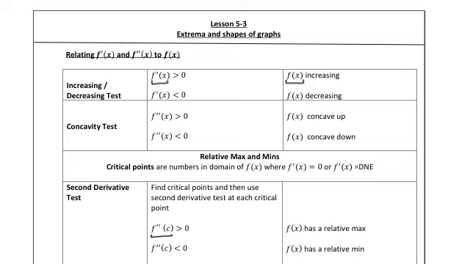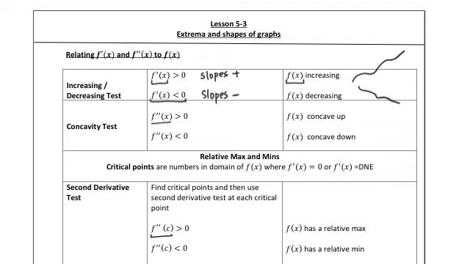So for example, if f prime is greater than 0, that means slopes are positive, so the function is increasing. If f prime is less than 0, then slopes are negative, my function is decreasing.